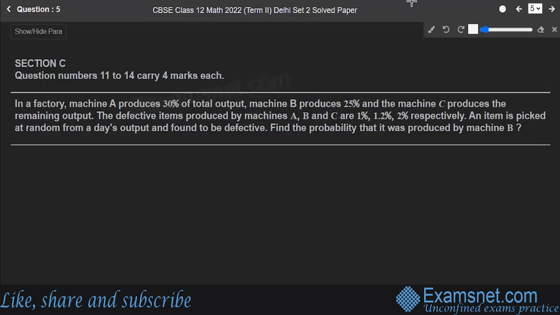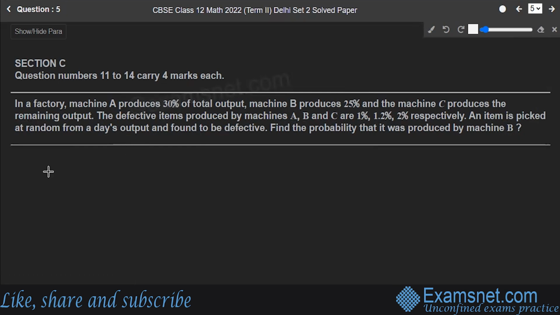Question number 5, section C. Now, this is going to carry your 4 marks. So, that means this question is of 4 marks. It says in a factory machine A produces 30% of the total output, B produces 25% of the total output, C produces the remaining output. Defective items produced by machines A, B, and C are 1, 1.2 and 2% respectively. An item is picked at random from a day's output and found to be defective. You have to find the probability it was produced by machine B.